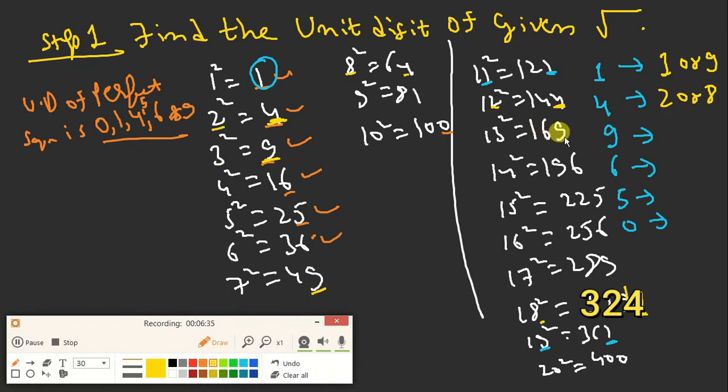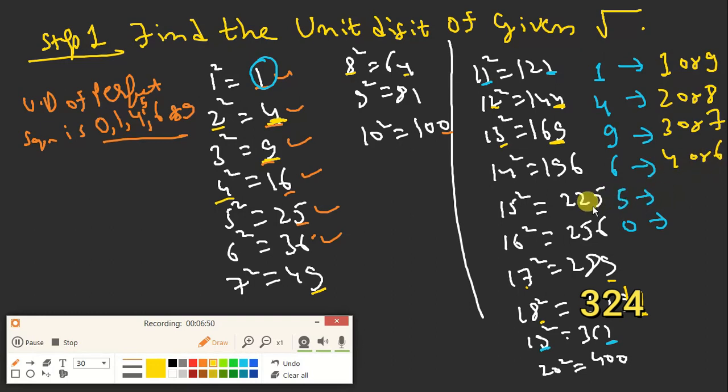You can check here also. Here it is 9, so here it is 3, and here it is 9, so here it is 7. So you will write 3 or 7. Okay friends, when it is 6, then it is 4 and 6.